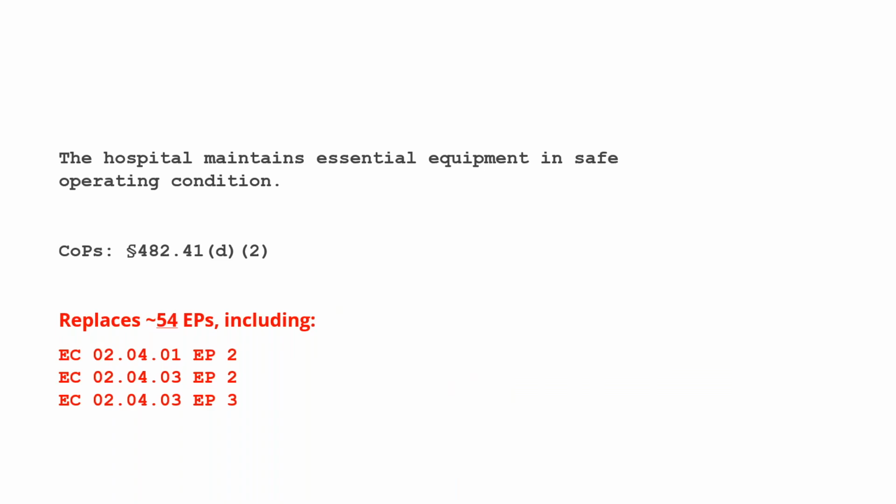And those previous slides I showed here were EC.02.04.01 EP2, EC.02.04.03 EP2, and EC.02.04.03 EP3. Those previous 3 slides were from those old ECs. There were 54 total, so 51 additional EPs where that is it. This is the full text of PE 04.01.01. I forget which EP it is, because again, that's on the heading of the slide.